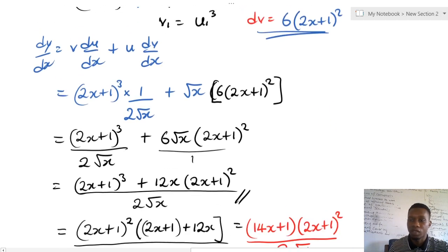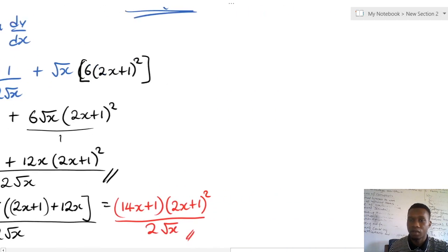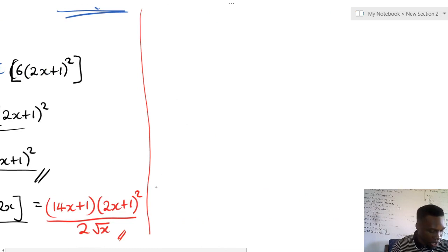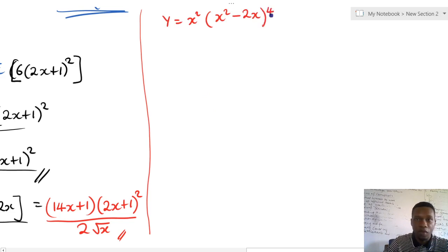So taking one more question, I would like to go down, and then let me draw a line. So we have this in our book. We have y is equal to x squared brackets x squared minus 2x raised to the power of 4. So solving this one, our u again, let me use a different color for that. My u is equal to x raised to the power 2.